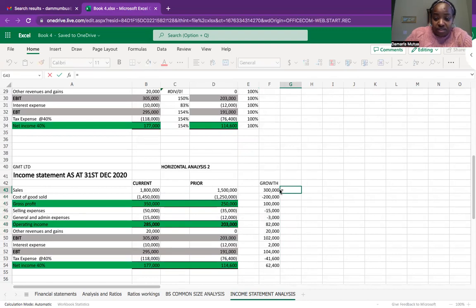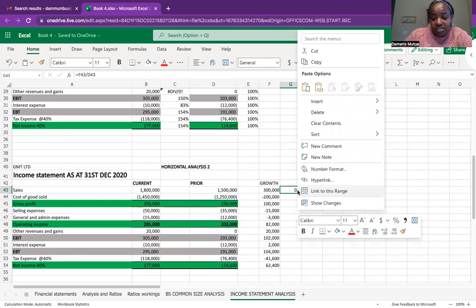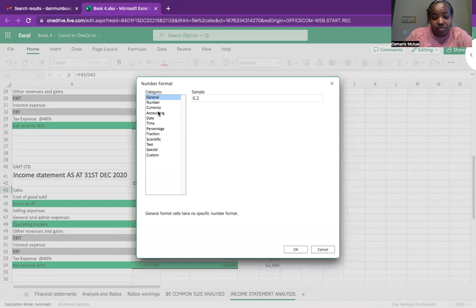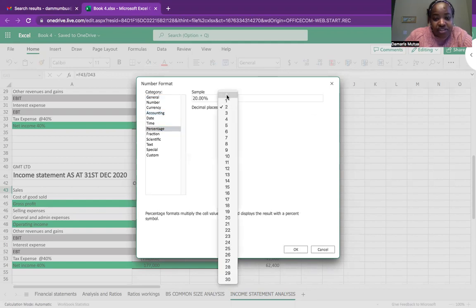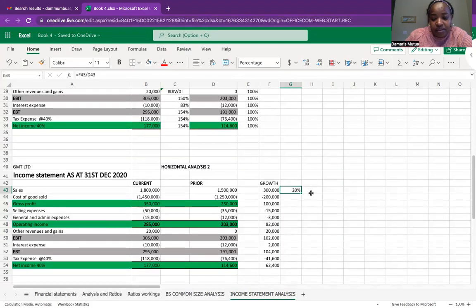So the percentage will be the growth divided by the prior period, which is our base. We are basing everything on the prior period. And I need to see this in percentages to know exactly what is happening. So I'm going to change this into percentages. Okay, there we go. We got it, guys. As a percentage, I want to see the growth. So again, this one is because we don't have a figure in one of the periods.